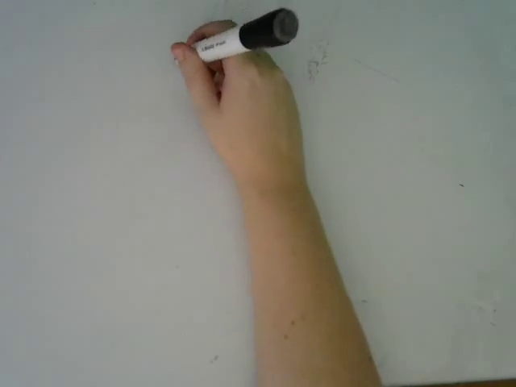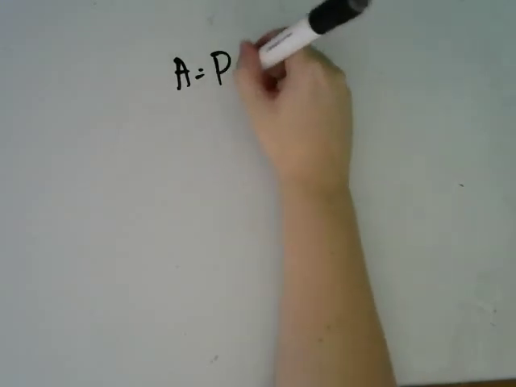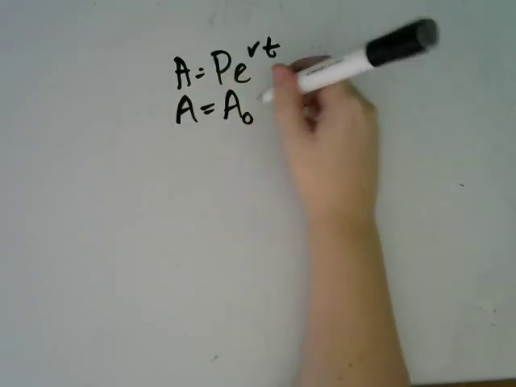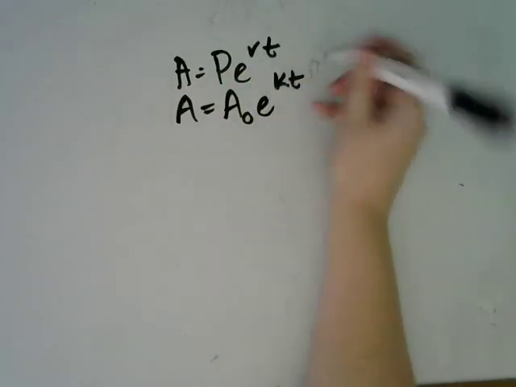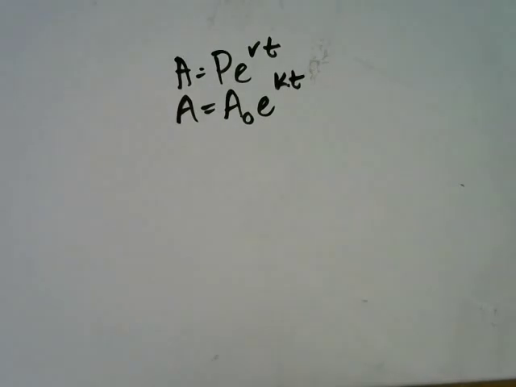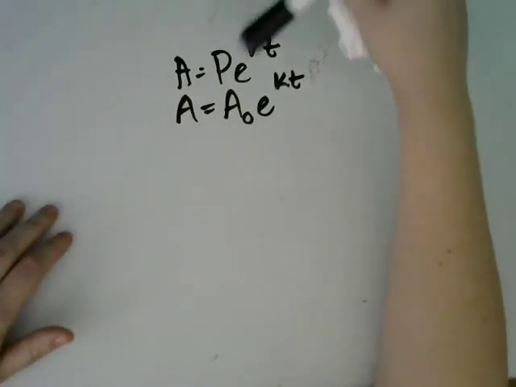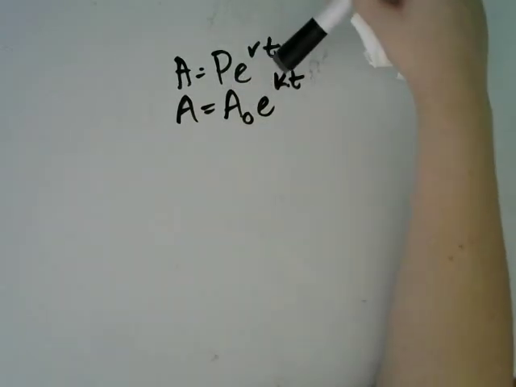And so our model used to be A equals Pe^(rt), and now it's going to be A equals A naught e to the kt. So just slight adjustments in the variables because we're no longer talking about a principal and an interest rate. We're talking about an initial value and a growth rate.